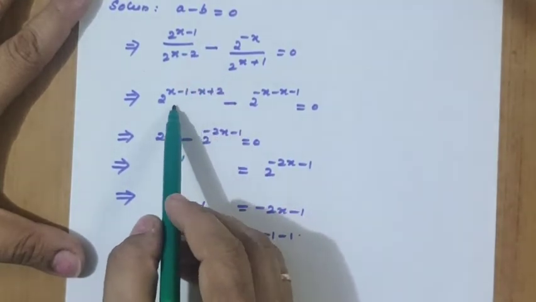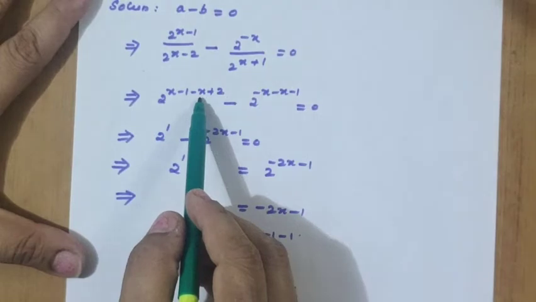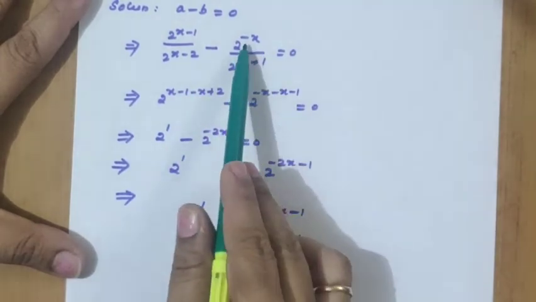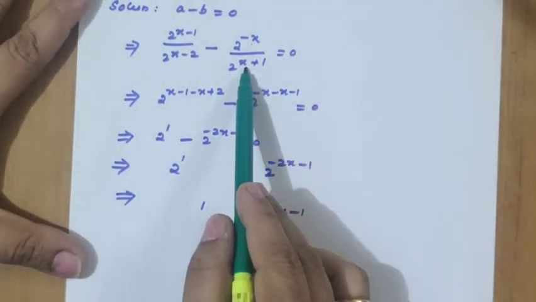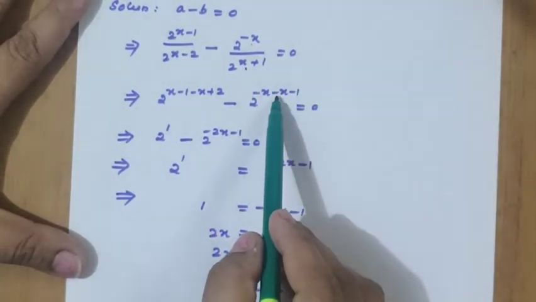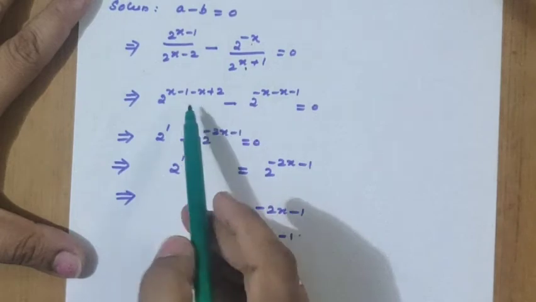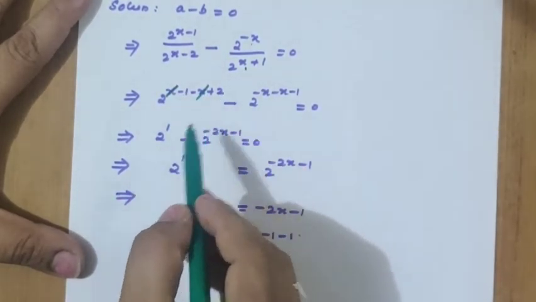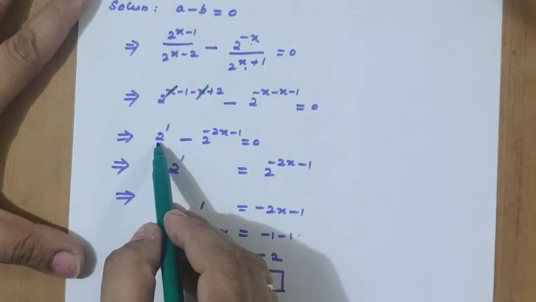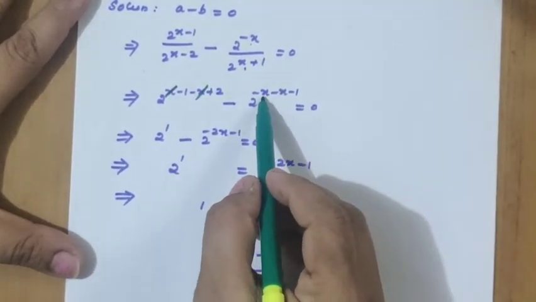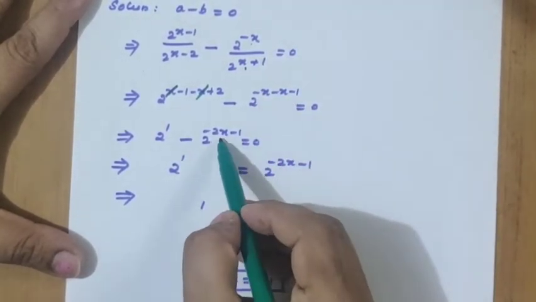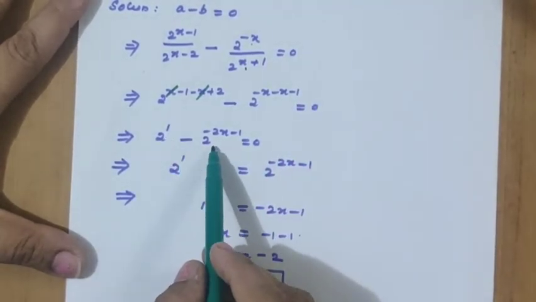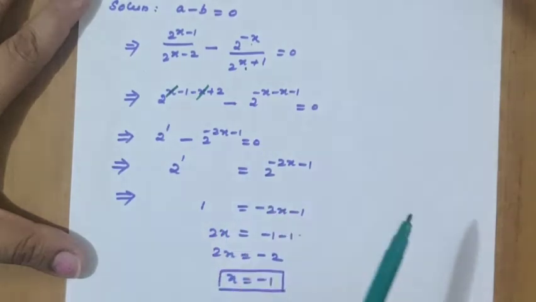You know the rule very well. So 2 raised to x minus 1 minus x plus 2. Similarly this side, minus 2 raised to minus x, the same, then minus x plus 1 we are bringing to the numerator. So minus x minus 1. So here x will get cancelled. So what is remaining? Minus 1 plus 2. That is why we have written here 2 raised to 1. Here minus x, that will be minus 2x, again minus 1. So 2 raised to 1 minus 2 raised to minus 2x minus 1 equal to 0.